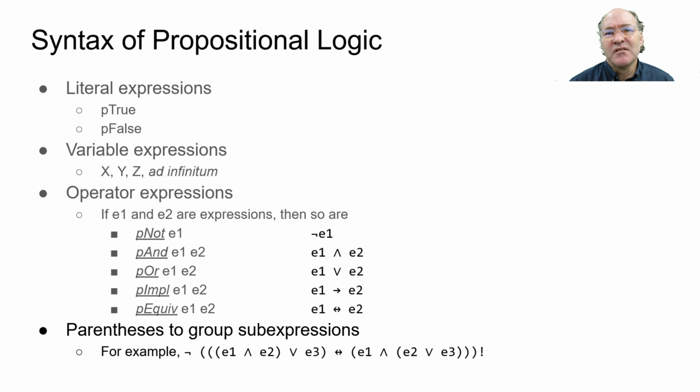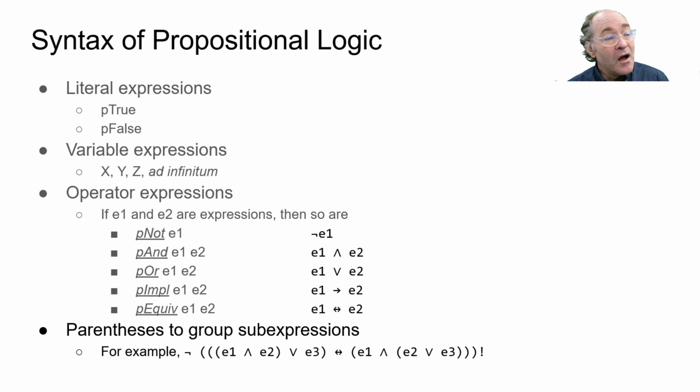But just think of these as operators. They take expressions as arguments and yield larger expressions as results. So if E1 is an expression, then P naught E1 is a larger expression, where P naught we think of as a kind of unary connective or a unary operator in the syntactic domain of propositional logic. If E1 and E2 are arbitrary propositions in propositional logic, arbitrary expressions, then P and E1, E2 is such an expression.